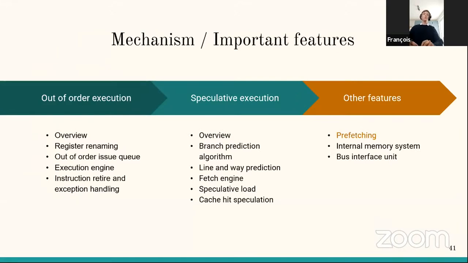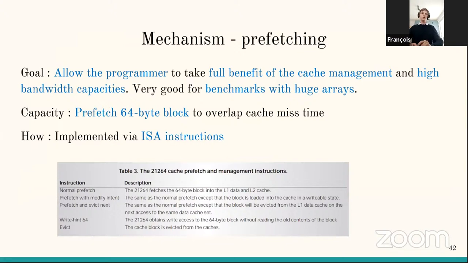And now we will move to three minor features. The first is prefetching. The goal of prefetching is to allow the programmer to take full benefit of the cache management and high bandwidth capacity, and it's very good for benchmarks with huge arrays. Basically, the idea is that we put a block of data into the cache before executing on it, such that we win time and don't have to get the data from memory during the load or store instruction. And this is done via an ISA instruction, so it's basically done with the software.